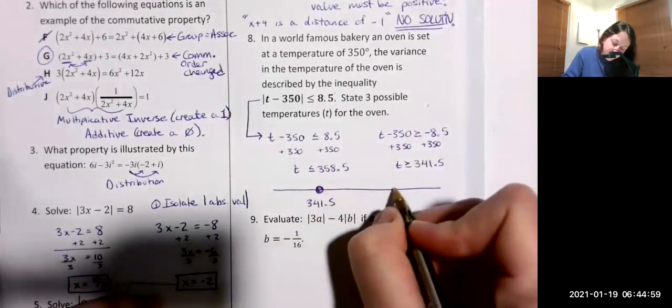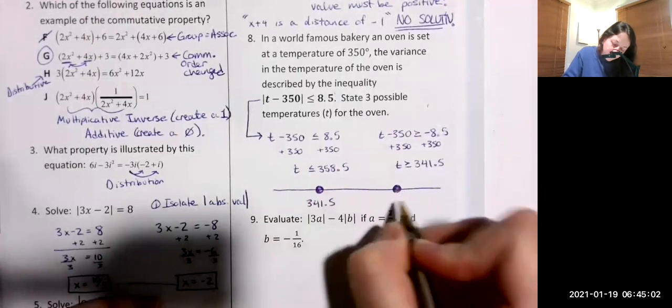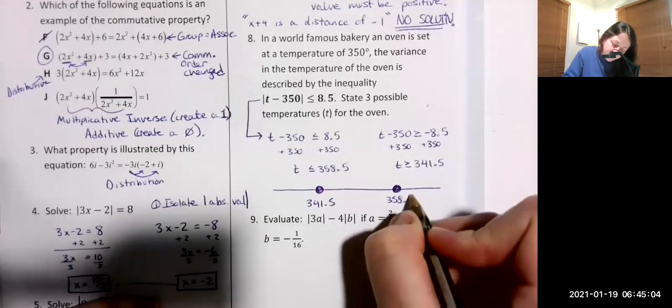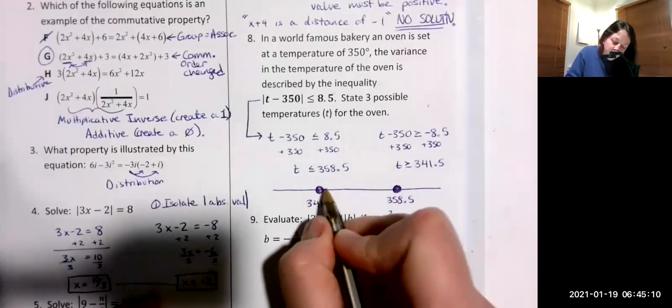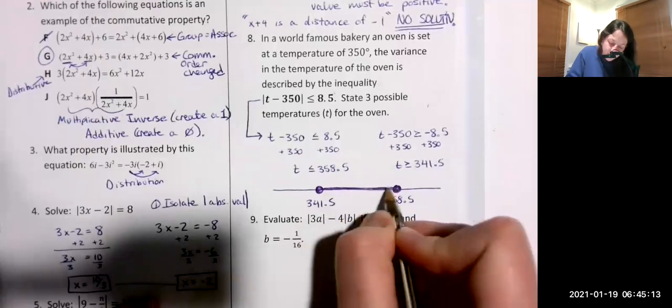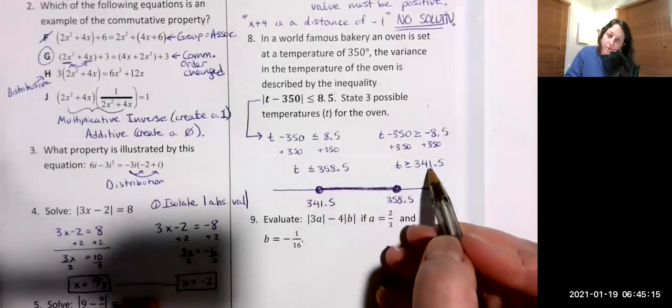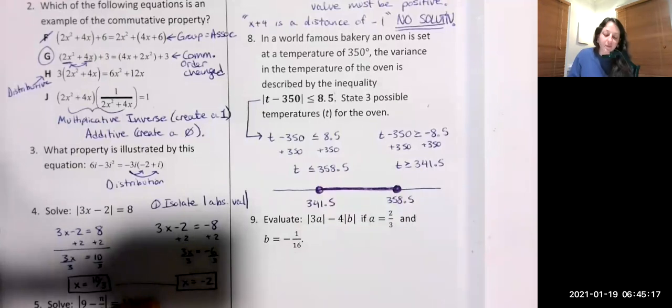So here's my number line. Here's 341.5. Here's 358.5. Right? Yeah, I had to switch what side they were on. Gotta put the lower one to the left. And then I'm looking for anything in between them because this is greater than 341. This is less than 358.